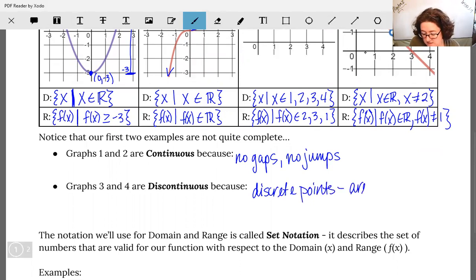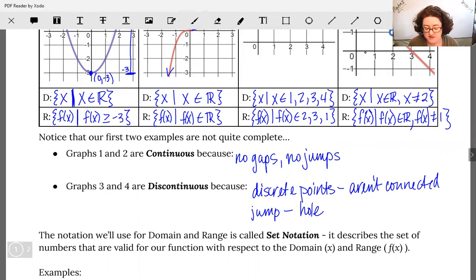They aren't connected. And for example 4, it had a jump, or what we're going to be calling a hole. It literally has a hole in the graph where it just doesn't exist right at that point.